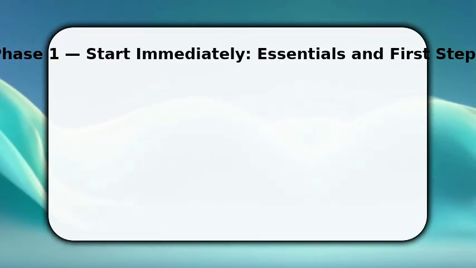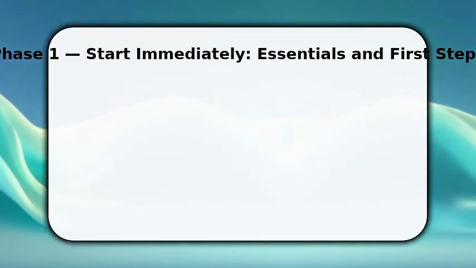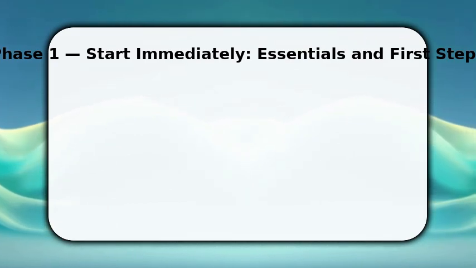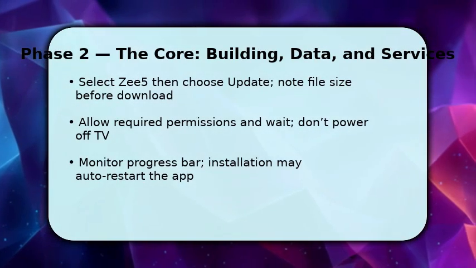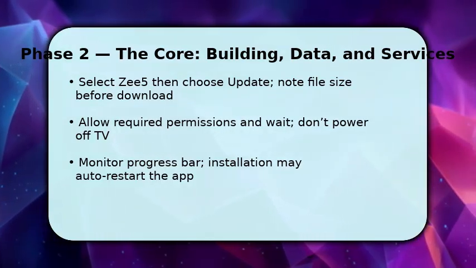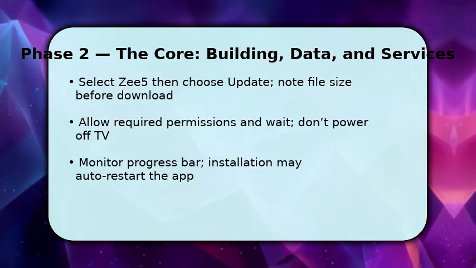If Zee5 appears in the installed list, select it so the store can show Update or Open. This begins the actionable update step. You tap Update and confirm any permission prompts. This lets Zee5 access storage and network features. Once you approve, the store downloads the package.